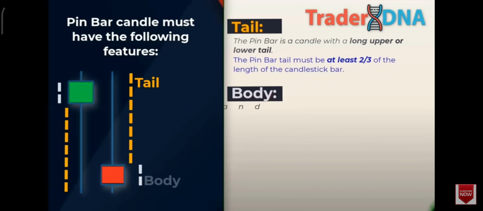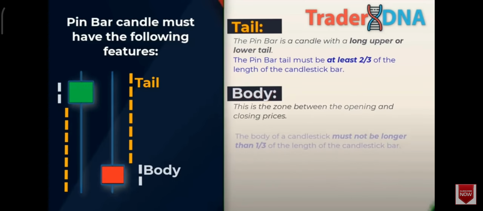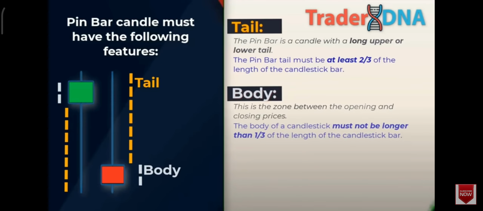Body. This is the zone between the opening and closing prices. The body of a candlestick must not be longer than 1/3 of the length of the candlestick bar. The opening and closing prices of adjacent bars are close to each other or may be equal.